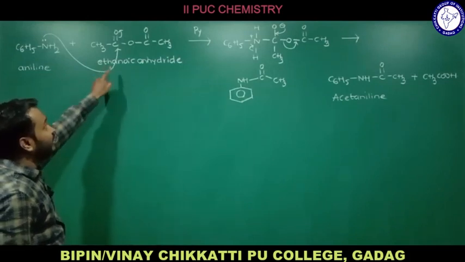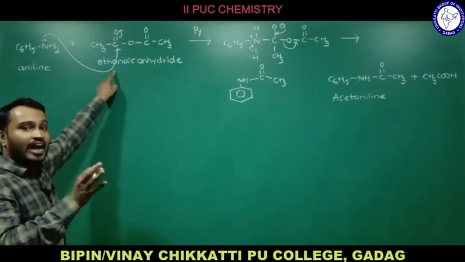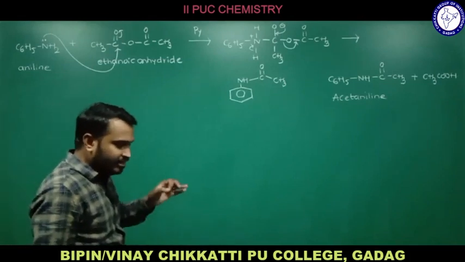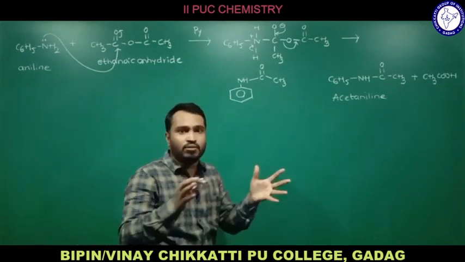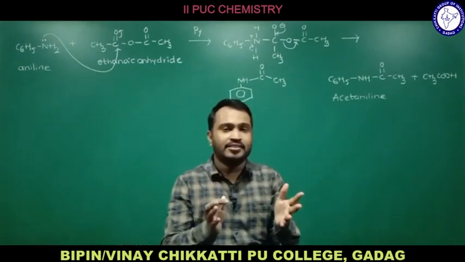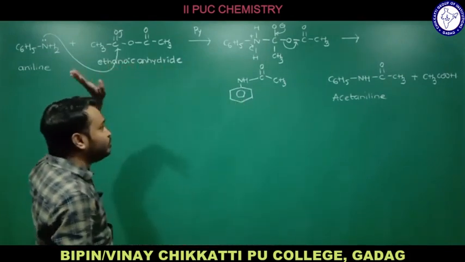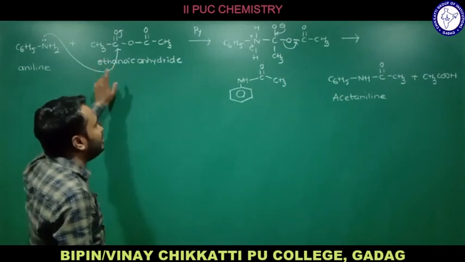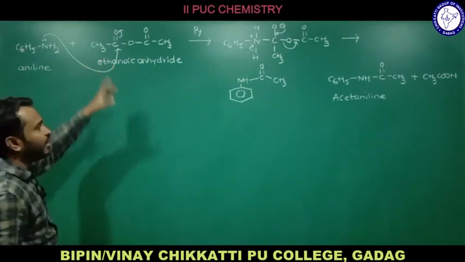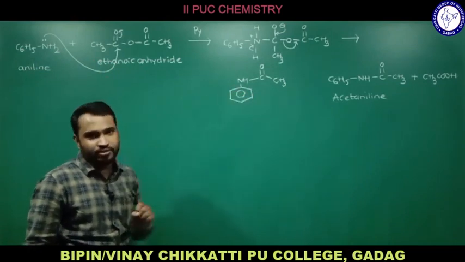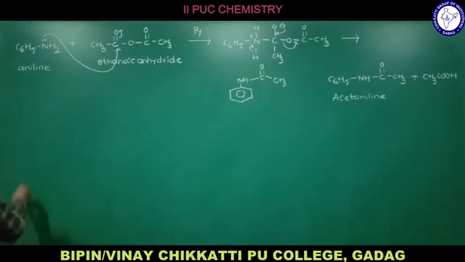This is how ethanoic anhydride, in general anhydride, reacts with amine. Remember that in the previous example I considered acid chloride. In acid chloride there is elimination of HCl, whereas in the case of anhydride there is no Cl, there is no elimination of HCl. This is the reason I explained with the mechanism how we are going to get a carboxylic acid as a byproduct.